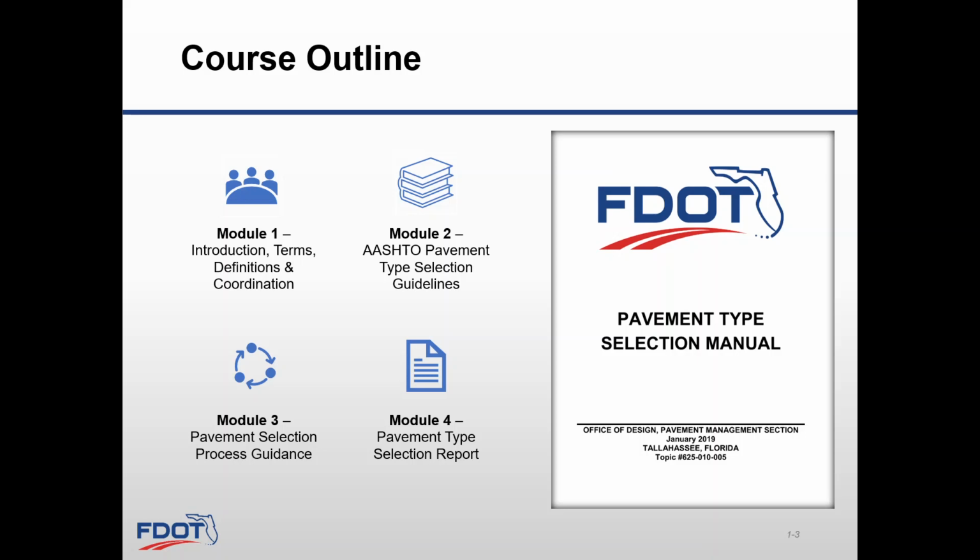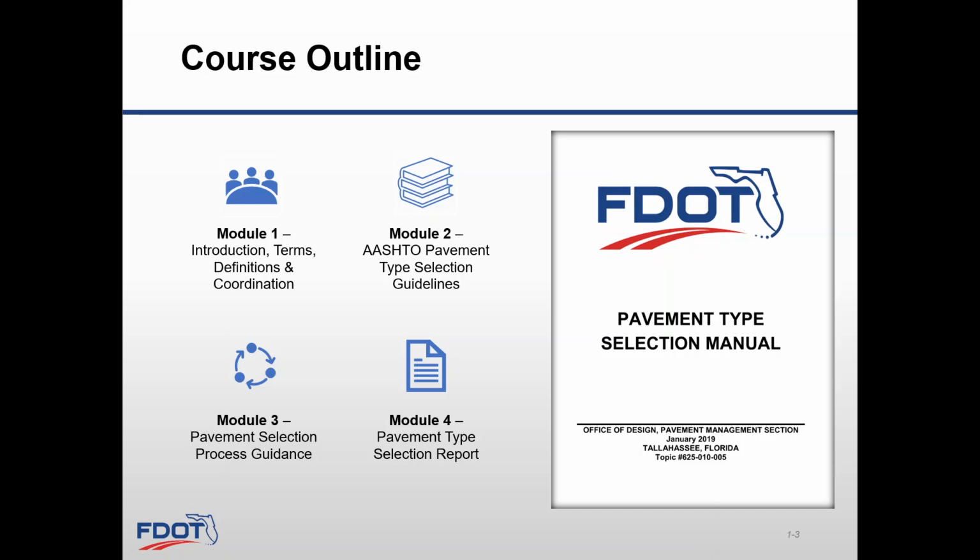Module 2 will then cover AASHTO Pavement Type Selection Guidelines from Appendix B of the AASHTO Guide for Design of Pavement Structures. It will discuss all of the principal factors and secondary factors to evaluate when preparing a pavement type selection report. This information is outlined in Chapter 3 of the Pavement Type Selection Manual.